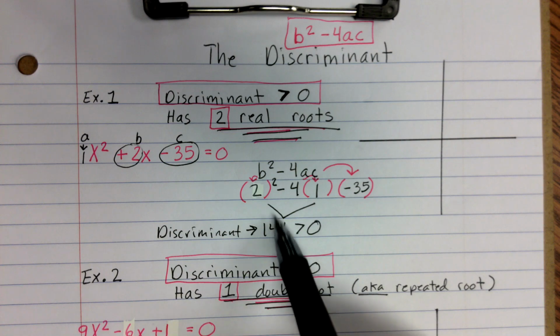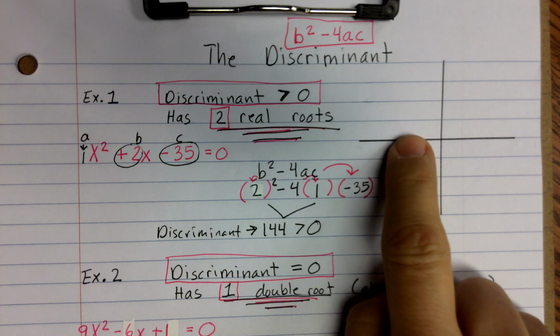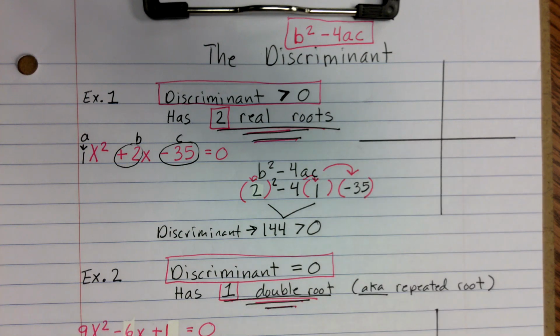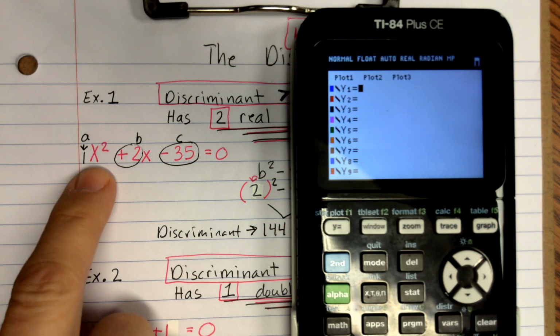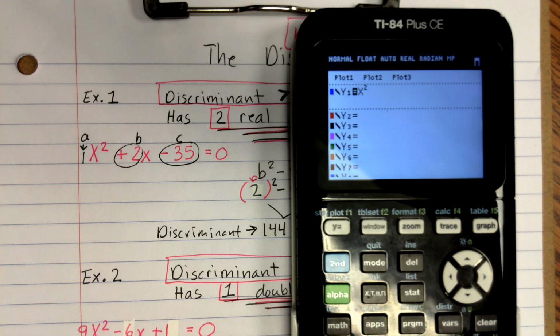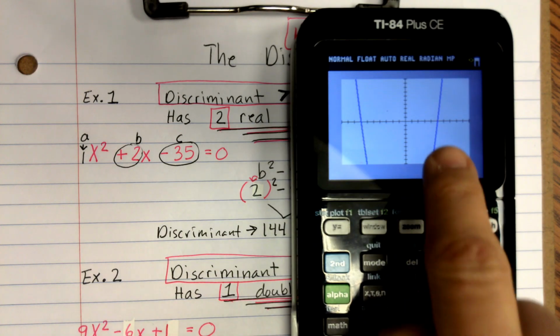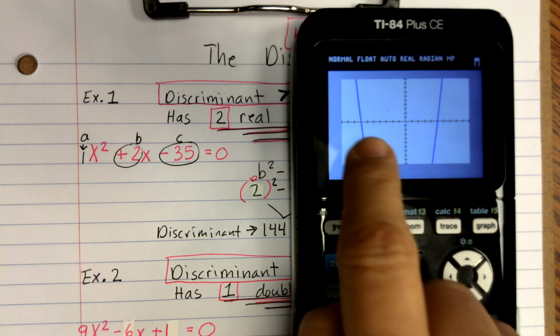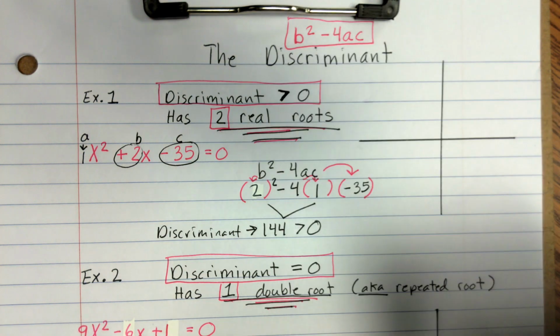Therefore, this particular quadratic has 2 real solutions. What that means is that if we graph it, we're going to see that it crosses the x-axis in 2 places. So let's graph it just so you can see what I mean visually. So I'm going to hit y equals. I'm going to type in this quadratic. I have x squared plus 2x minus 35. I'll hit graph, and you can clearly see that it crosses in 2 places. So it looks like it crosses at negative 7 and it crosses at positive 5. So those are our zeros.